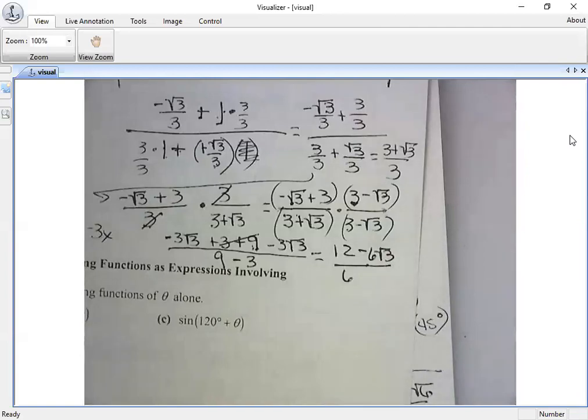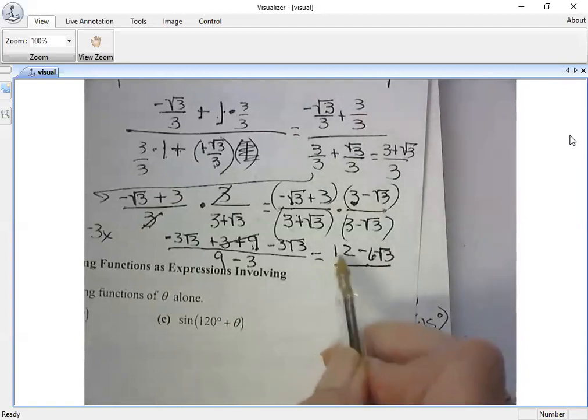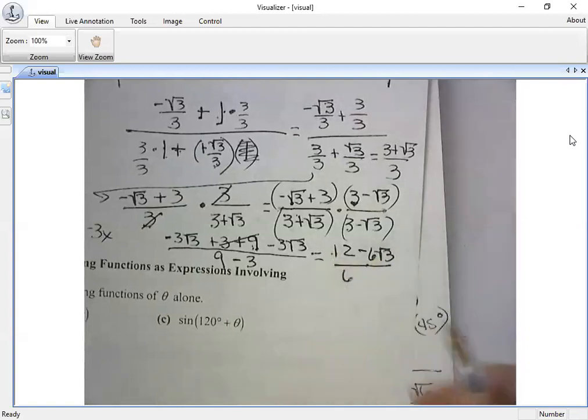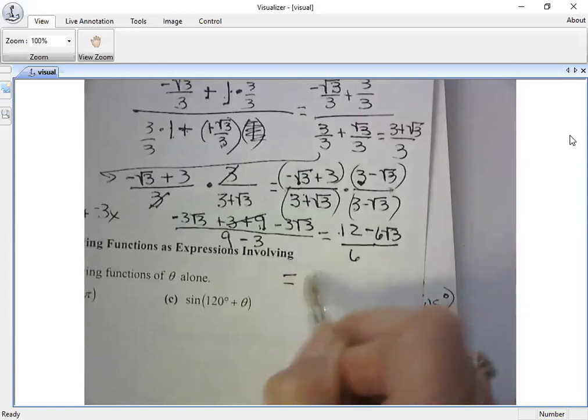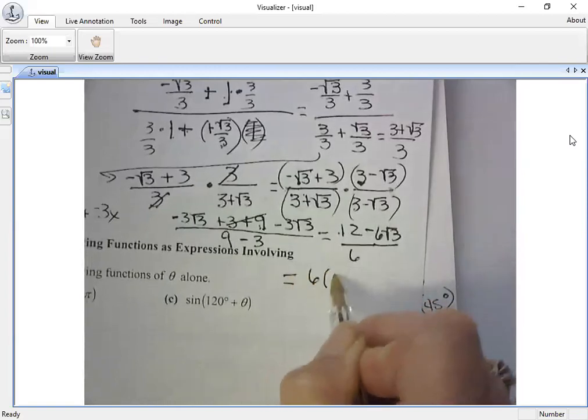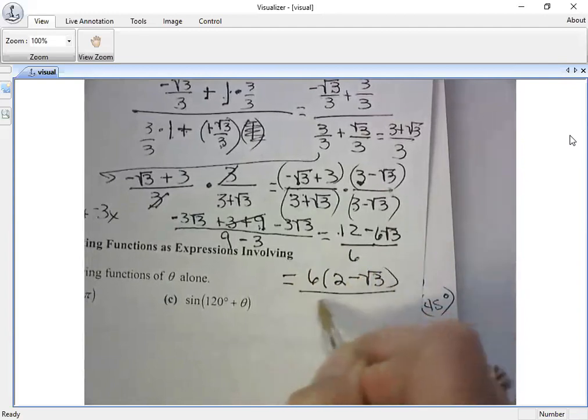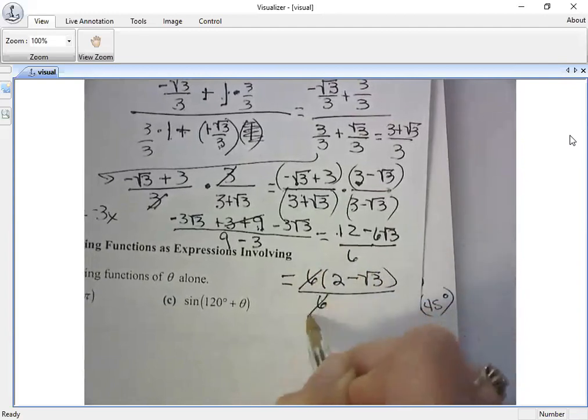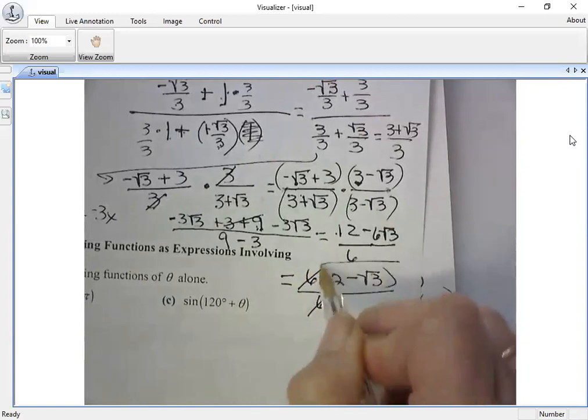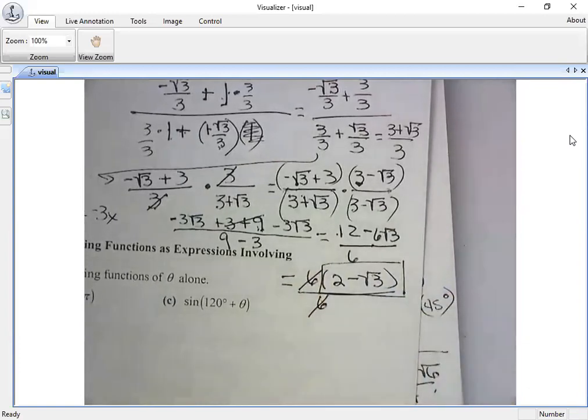So we have at least combined this where now it's a single fraction, no radical in the denominator, but guess what? Can it reduce? Because we have a common factor, we can factor out a 6 in the numerator and reduce down. That would give me a 6 onto 2 minus square root of 3 over 6, and when those 6's cancel, my final answer is 2 minus square root of 3.